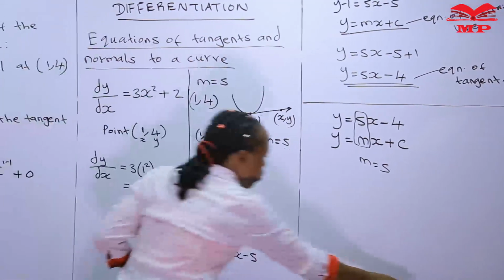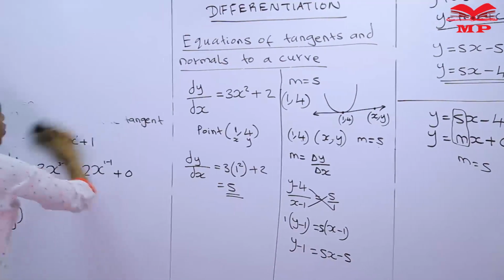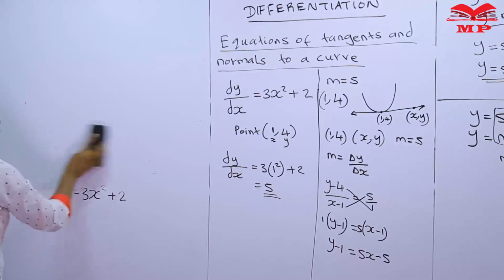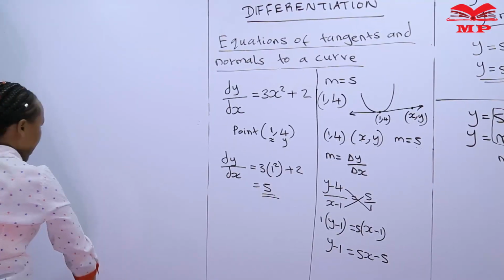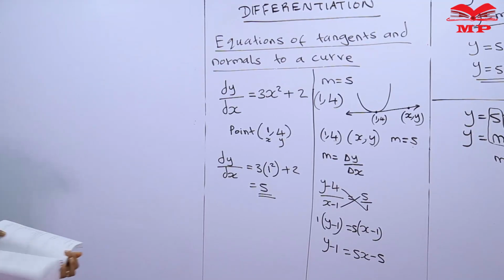I would like us to do another example. We are still in tangents. We are finding the equations of tangents to a curve. We are still in tangents. So we have another example.